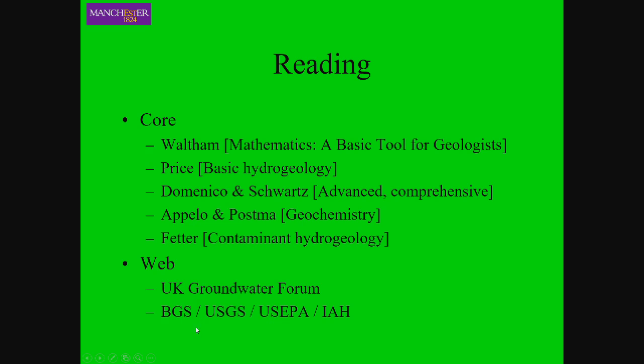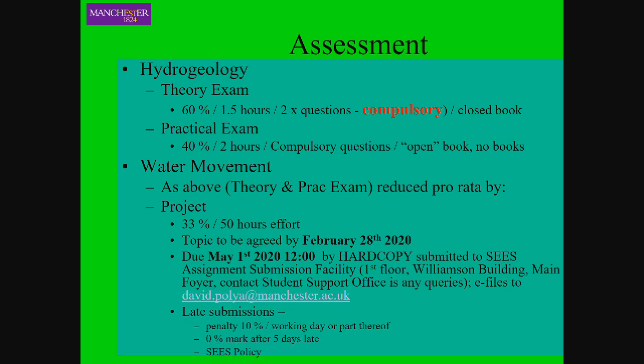For data and more detailed information, you can look at BGS, the British Geological Survey, USGS, the United States Geological Survey. We're going to talk later on a little bit about contaminants and regulation. So the United States Environmental Protection Agency website is a useful thing to look at. And finally, IAH, the International Association of Hydrologists, that I gave a lecture for in Delhi last week. So all of those are good websites to look at.